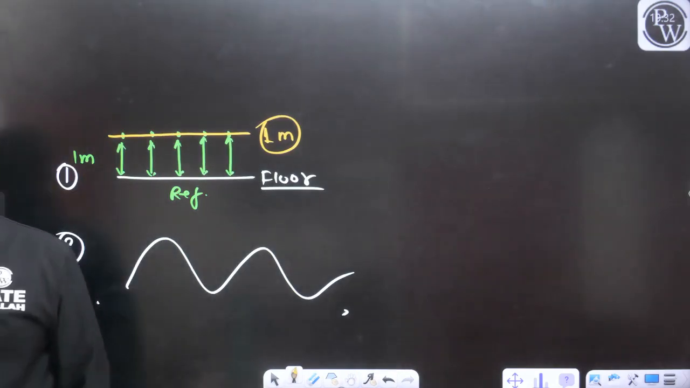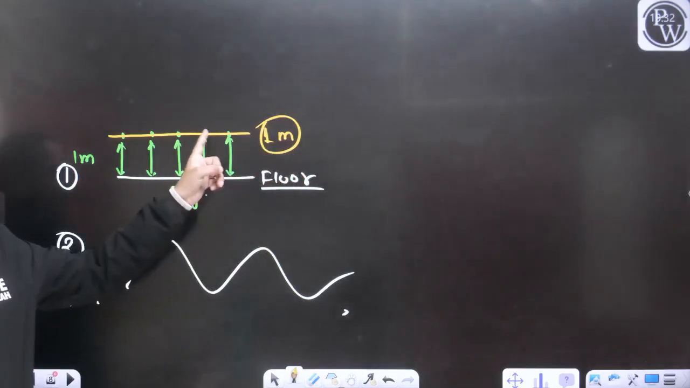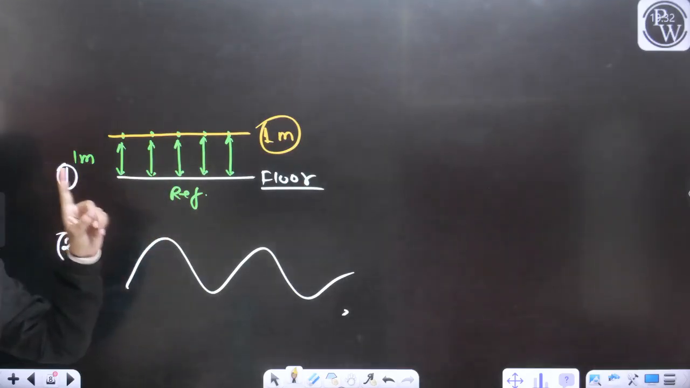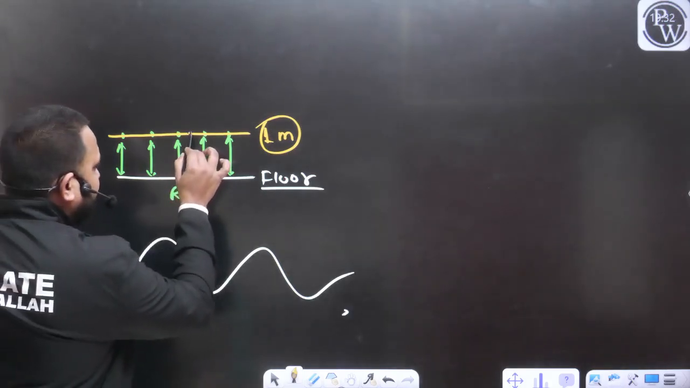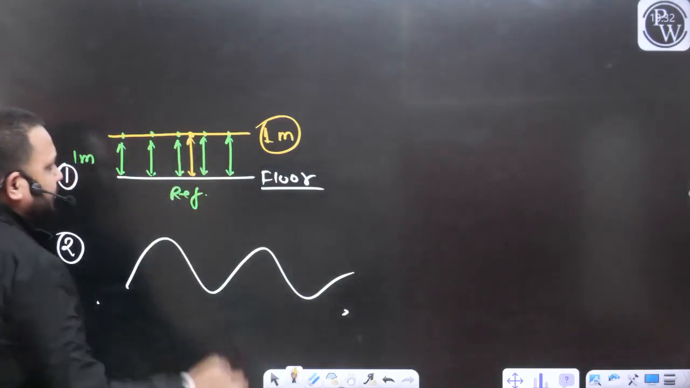Can we say like this? If this is the contour of 1 meter, all the points lying on this line will have the elevation of 1 meter from the floor. So let's say I am considering this point. This point will also have the elevation of 1 meter from the floor.